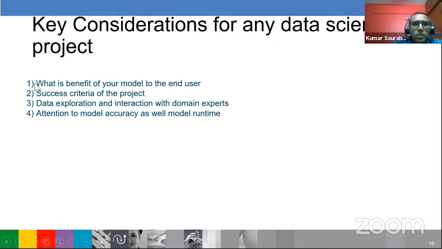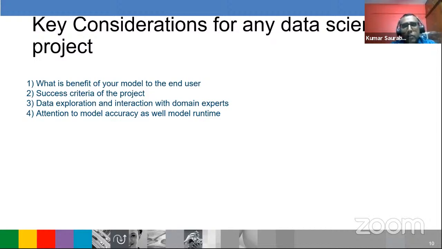Whenever we start a data science project, the first thing we need to think about, even before choosing which model to work with, whether it should be random forest or XGBoost or some sort of deep learning, is the first question we need to ask: what is the benefit of the model to the end user? For example, in this particular use case, the end user was the IT operations team, and our goal was to come up with a solution that will help them manage their operations in a better way, right? So what is the business benefit? What is the benefit to the end user?